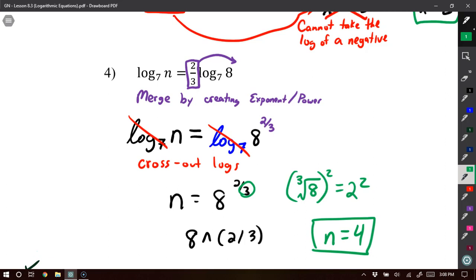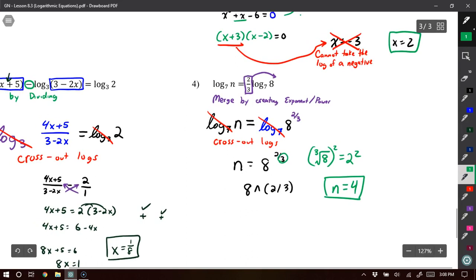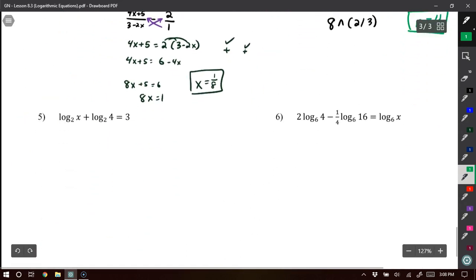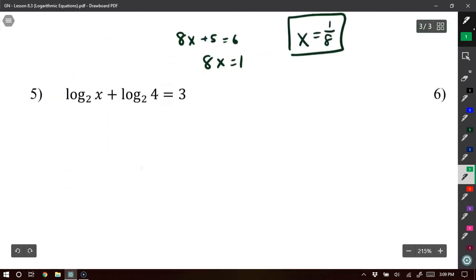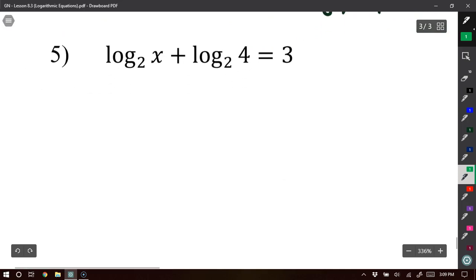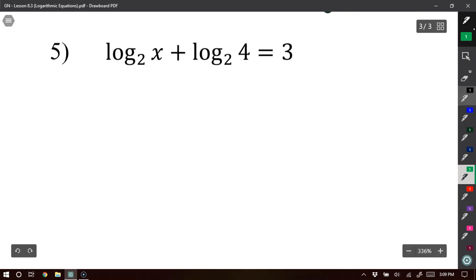So in this case, you had your coefficient there. We've seen examples of product rule, of division rule, and of power rule. Product, quotient, and power. Let's go to number 5. Now, if I look at number 5, right off the bat, this looks a little bit different. I'm not going to tell you why.